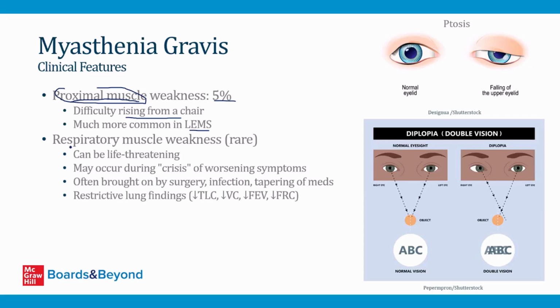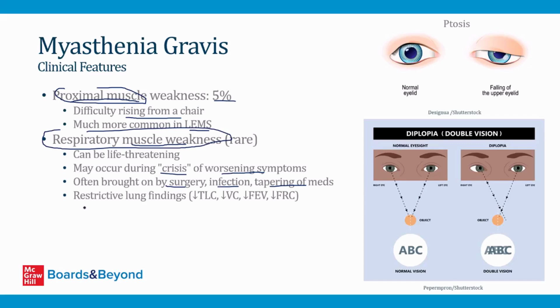And then the feared complication of myasthenia gravis is that it can involve the respiratory muscles. This is rare, but it's a life-threatening complication of the disorder. And the time where you most often see respiratory muscle weakness in myasthenia gravis is when the patient has a sudden myasthenic crisis, meaning an abrupt worsening of symptoms. We're going to talk about this shortly, but patients with myasthenia gravis sometimes experience an abrupt, sudden onset worsening of symptoms after surgery or when they have an infection or if their meds are tapered, and this is the kind of thing that can lead to respiratory muscle weakness.